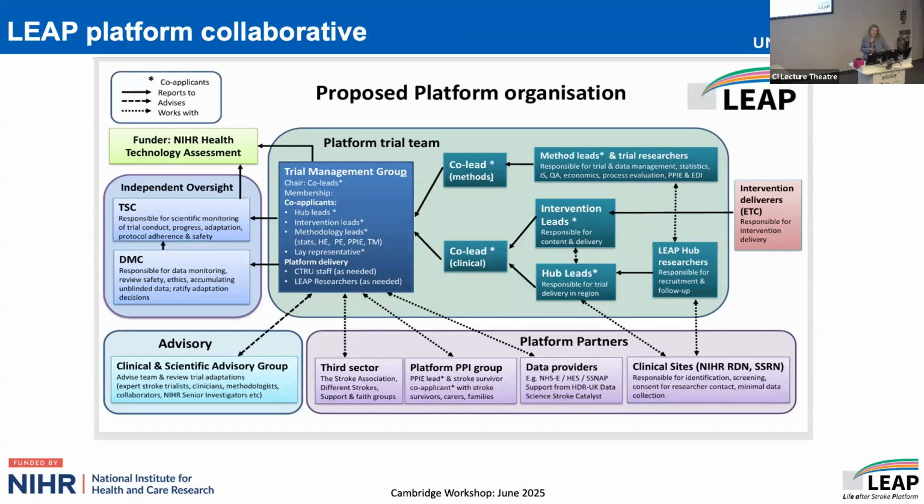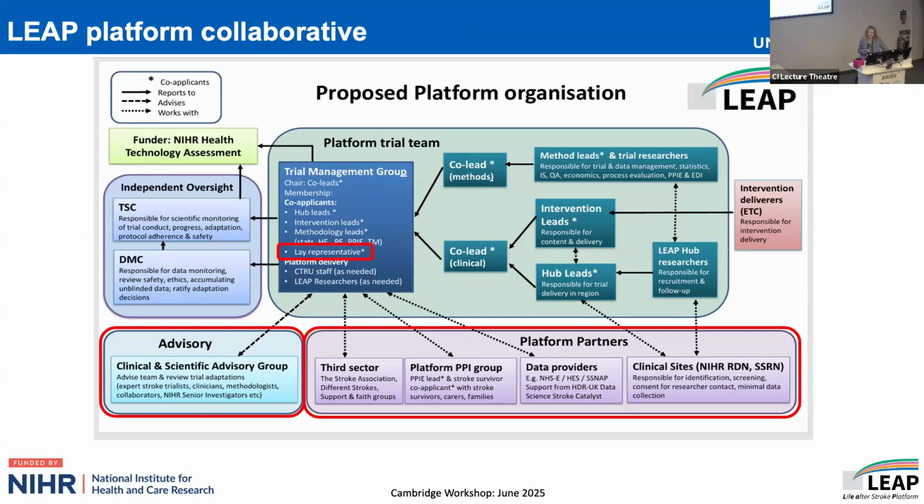So this slide shows the complexity of the collaborative, but you can see on the screen that we had clinical input at an advisory level as platform partners, and also patient input at the platform partner level, and as part of the team as lay representatives. Clinicians were involved as co-leads of the platform, as intervention leads, and then as deliverers of the intervention. And you can also see we had methodological collaborators across a wide range of disciplines that are needed for these sorts of trials, and Alex will talk through this in a little while.